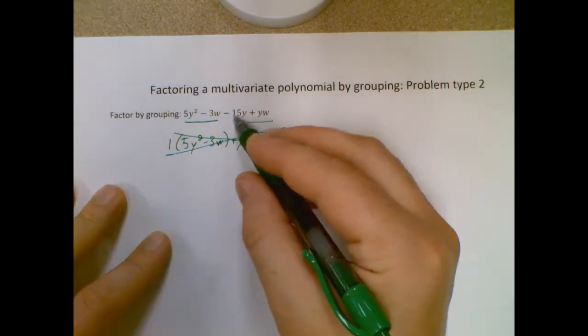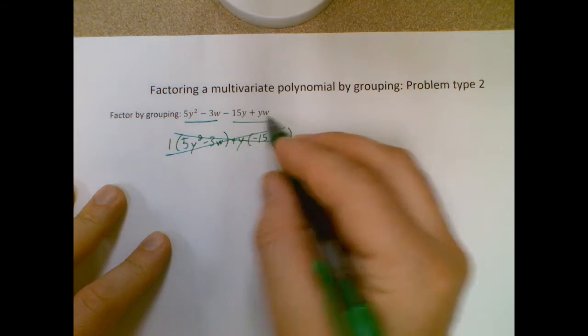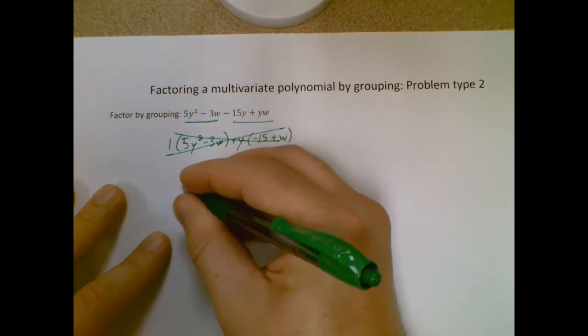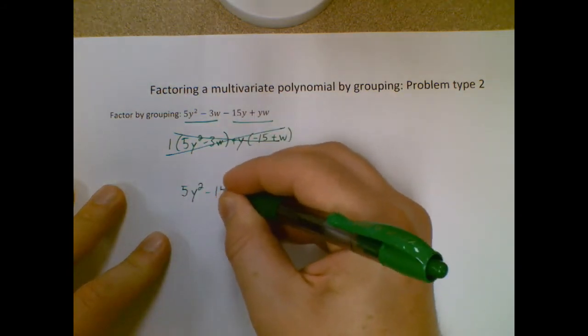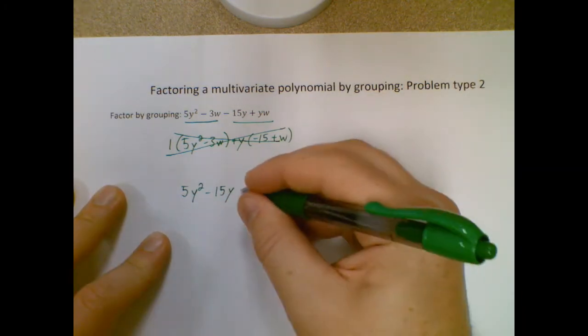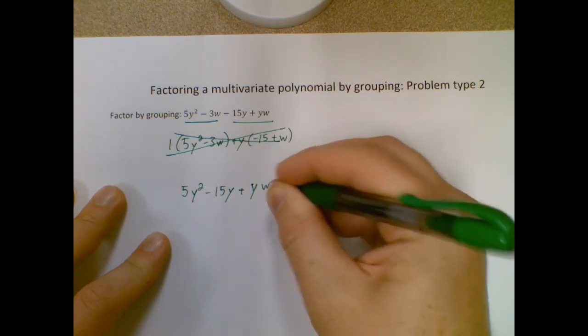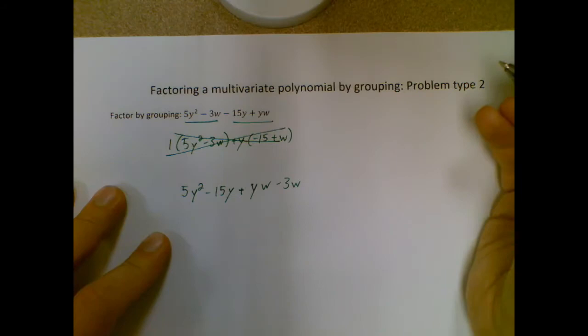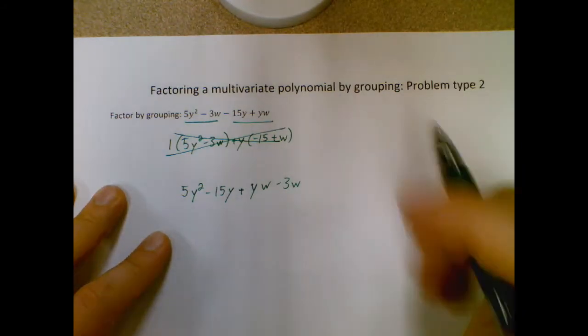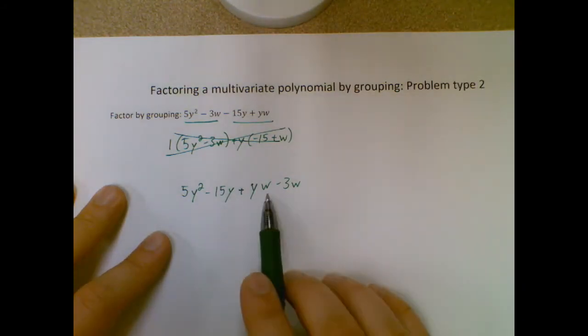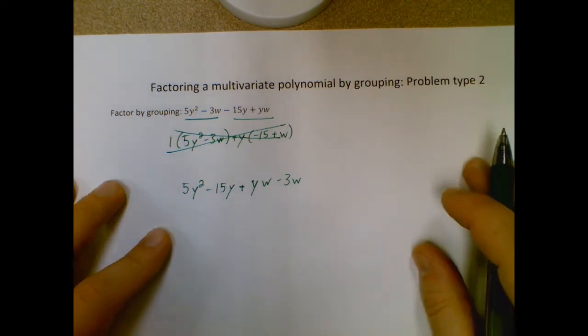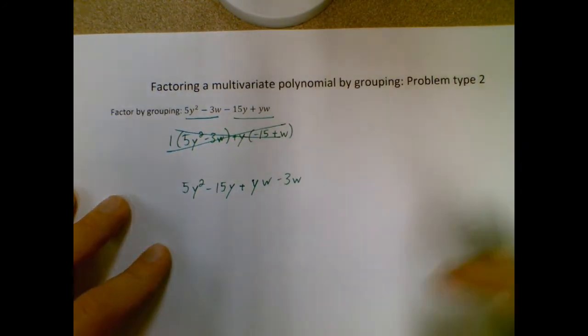So instead of doing the first two and the last two, I'm going to rewrite it as 5y squared minus 15y, actually, we'll do plus yw minus 3w. Okay, and you'll see why in a second. Sometimes you do have to try these a couple times to see if you get the right order, but you'll get there eventually.